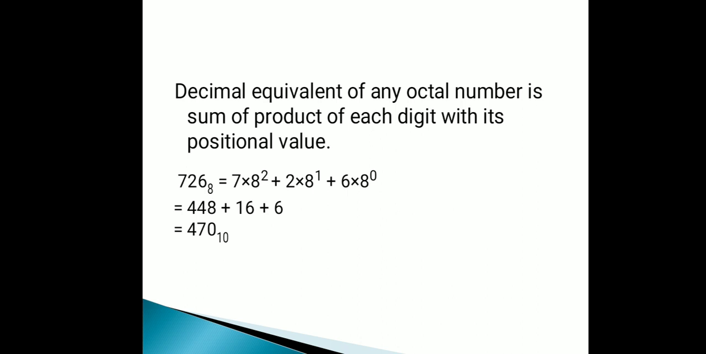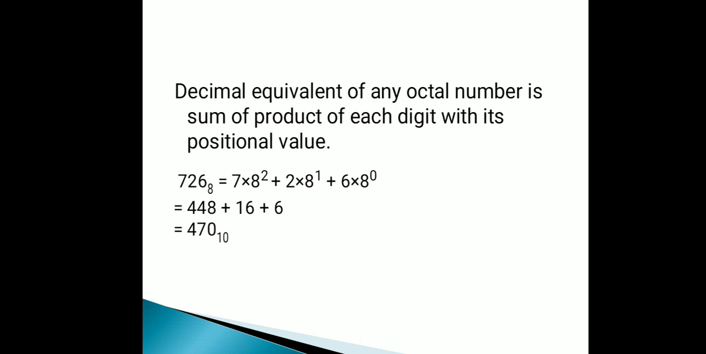The next digit is 2. Write down 2 into 8 to the power 1. The second digit is 8 to the power 1, and next is 2. In the hundreds position you can see the 7, so write down 7 into 8 to the power 2. Similarly you can see 8 to the power 0, 8 to the power 1 and 8 to the power 2. It starts from the rightmost side. Now you can sum up the product of each digit with its positional value.